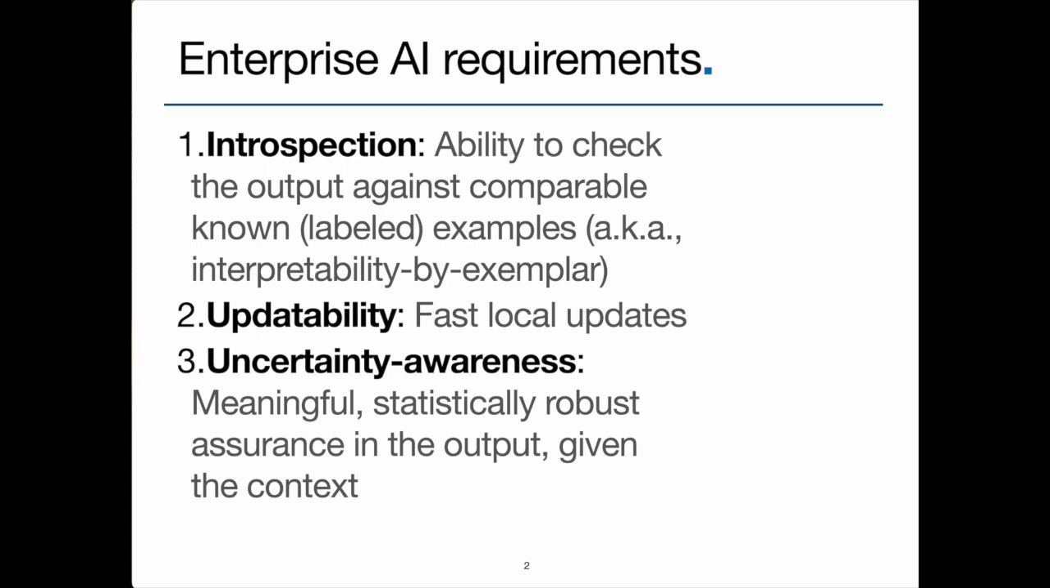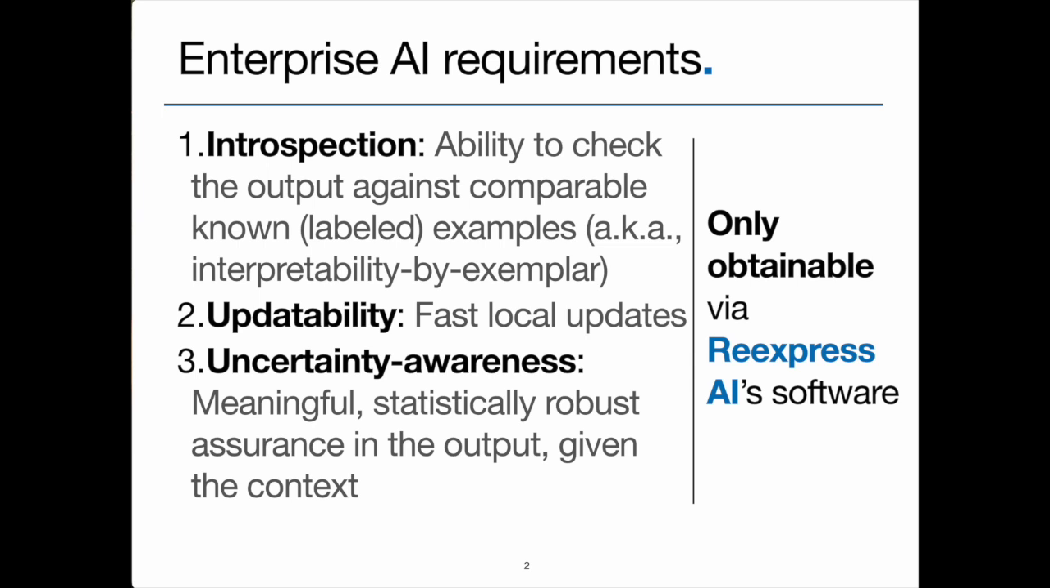Enterprise AI requires three properties: introspection, updatability, and uncertainty, and these are uniquely obtainable via Reexpress. Today, the focus is on updatability.